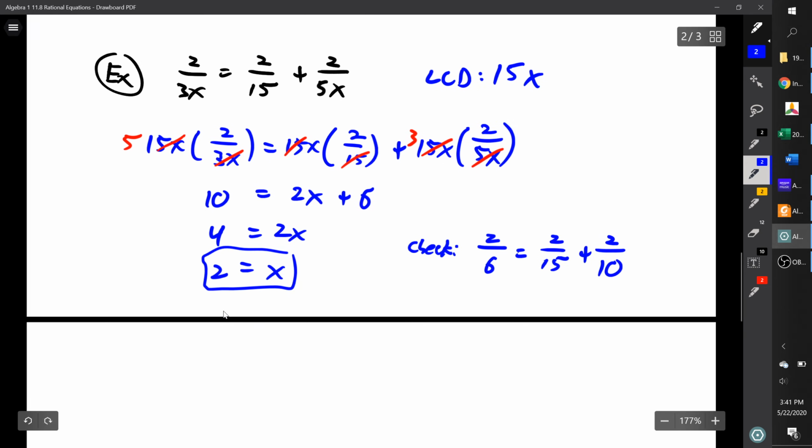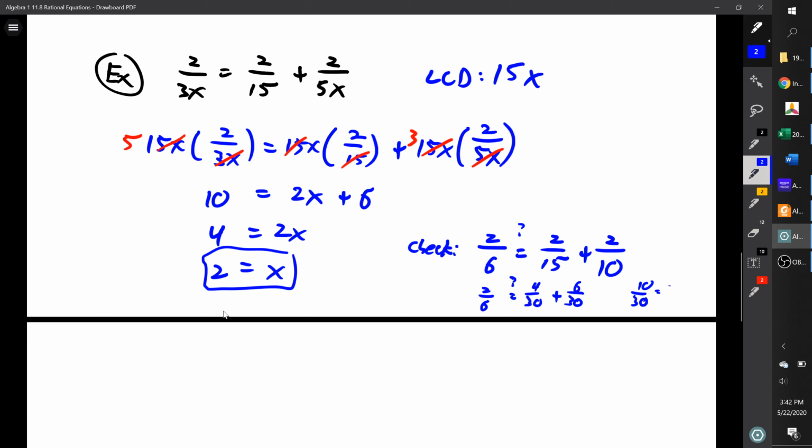So I can say 2/15. I need to multiply this one by 2 over 2 to get it in terms of 30ths. So that would be 4 30ths. And then this one I need to multiply by 3 over 3 to get it in terms of 30ths. So that would be 6 30ths. So what is that? 10 30ths.